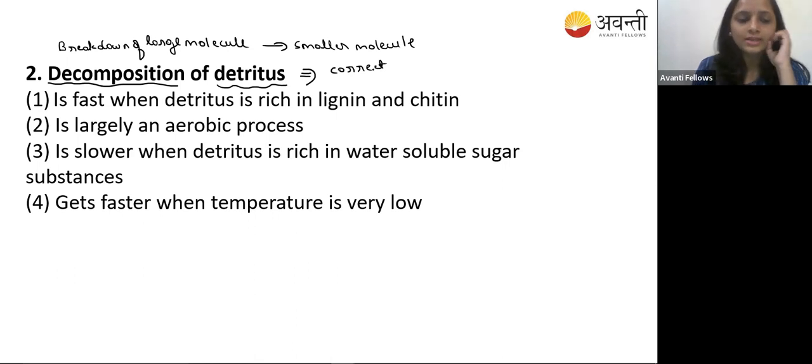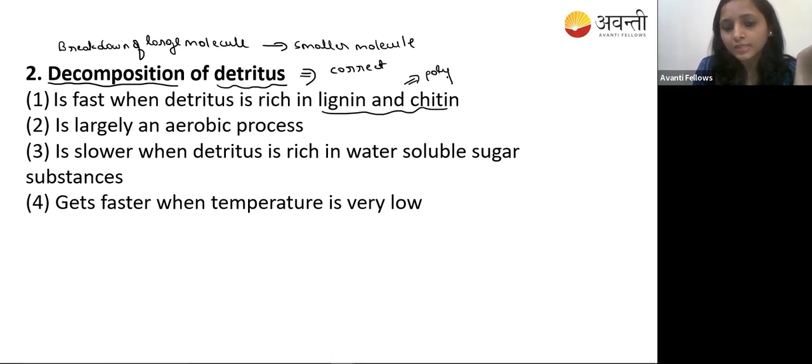Correct option. Okay, so let us see the first option: it is fast when detritus was rich in lignin and chitin. No. Whenever any substance is made up of lignin and chitin, it is a polysaccharide, right? So obviously the decomposition will be slow.